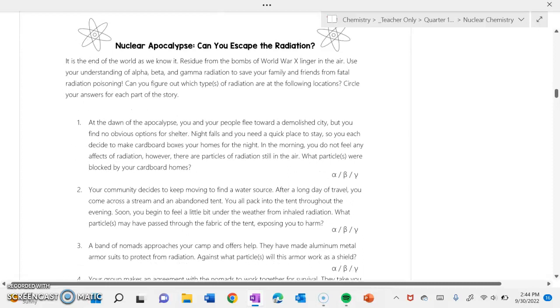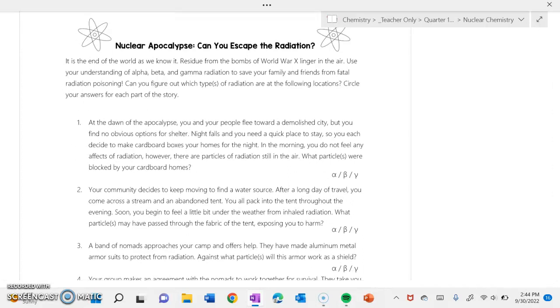At the dawn of the apocalypse, you and your people flee toward a demolished city, but you find no obvious options for shelter. Night falls and you need a quick place to stay, so each of you decide to make cardboard boxes your homes for the night. In the morning, you do not feel any effects of radiation. However, there are particles of radiation still in the air. What particles were blocked by your cardboard homes?